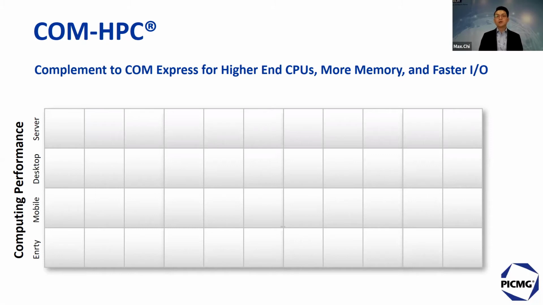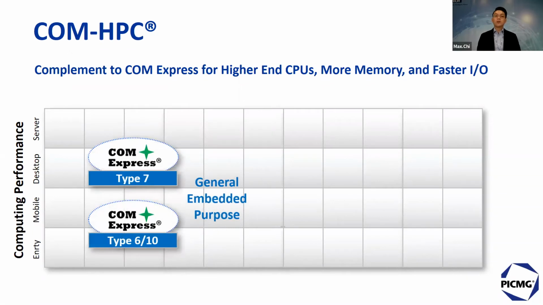But how is COM-HPC different from the existing COM-Express? Well, simply speaking, COM-HPC is not a replacement for COM-E. Instead, it's a complement to COM-E for higher-end CPU, more memory, and faster I/O.